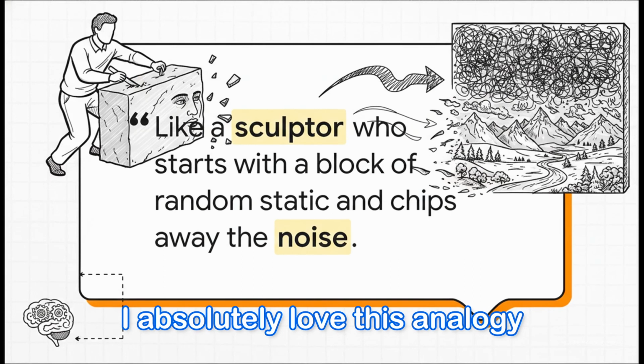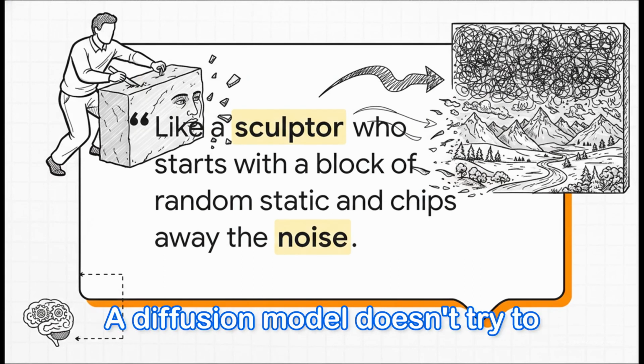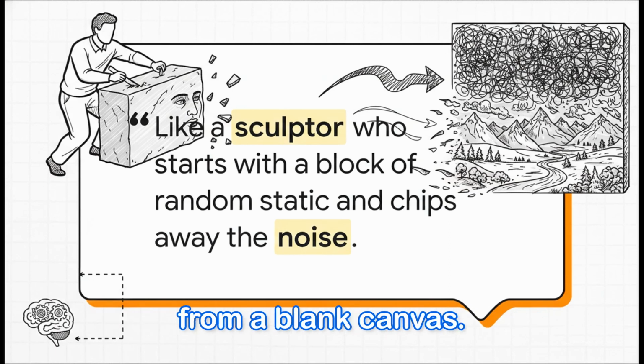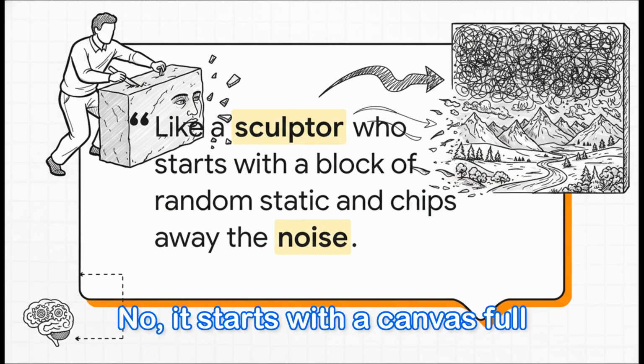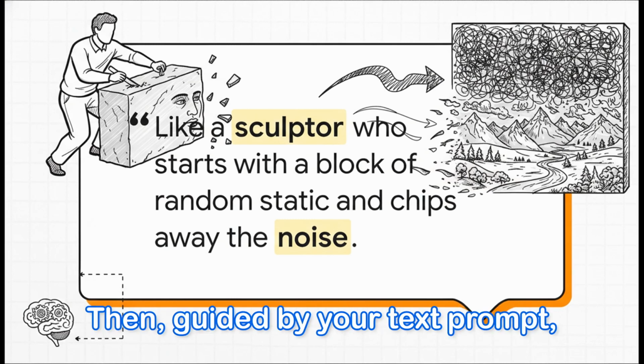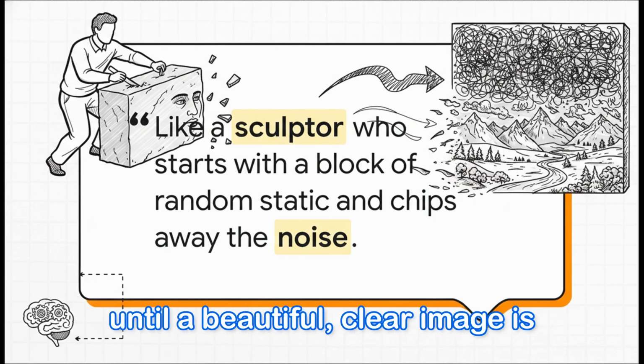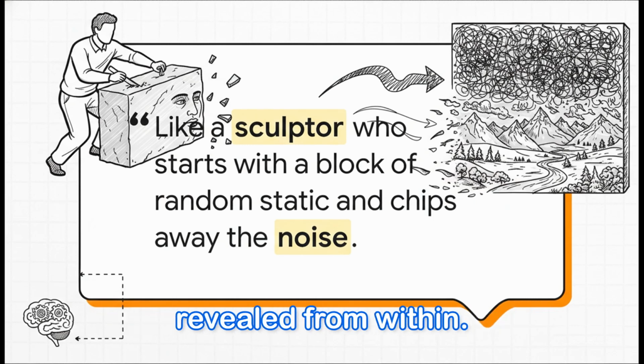I absolutely love this analogy because it makes the whole thing just click. A diffusion model doesn't try to paint a masterpiece from a blank canvas. No, it starts with a canvas full of random noise, pure static, like a block of marble. Then, guided by your text prompt, it carefully chips away at that noise, step by step, until a beautiful, clear image is revealed from within.